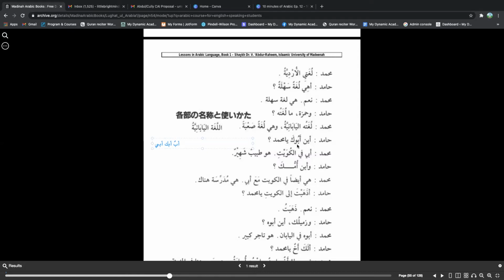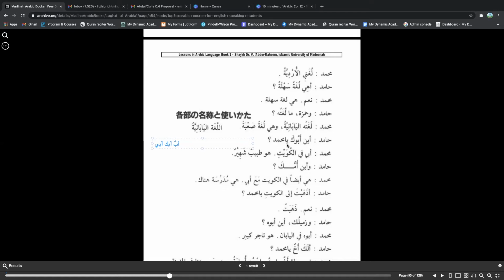We add this extra waw, and it's aina abuka. So basically there's a sukoon over the waw, so it doesn't add an extra sound. It's basically elongating the oo sound. Aina abuka. Okay, where's your father? Ya Muhammadu. And why did I say Muhammadu?